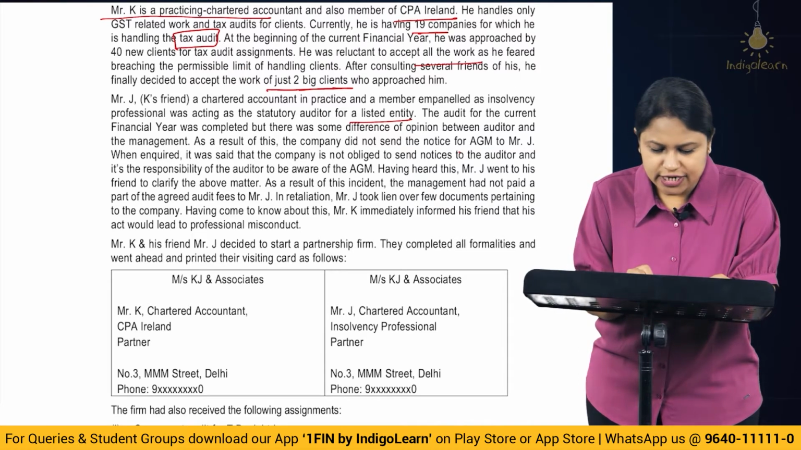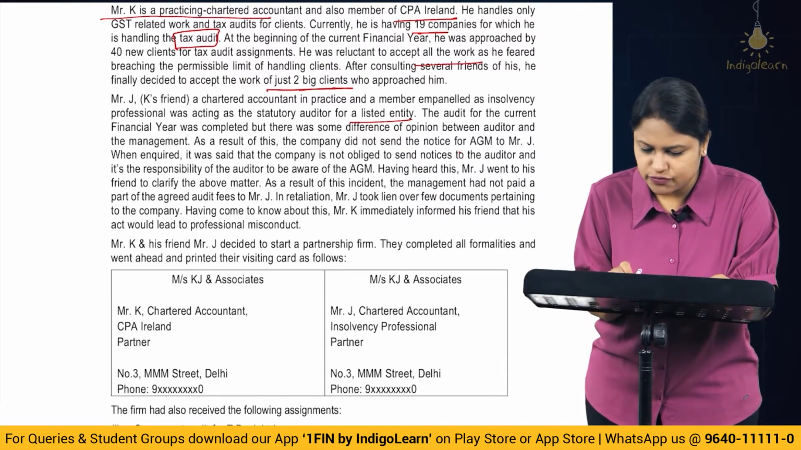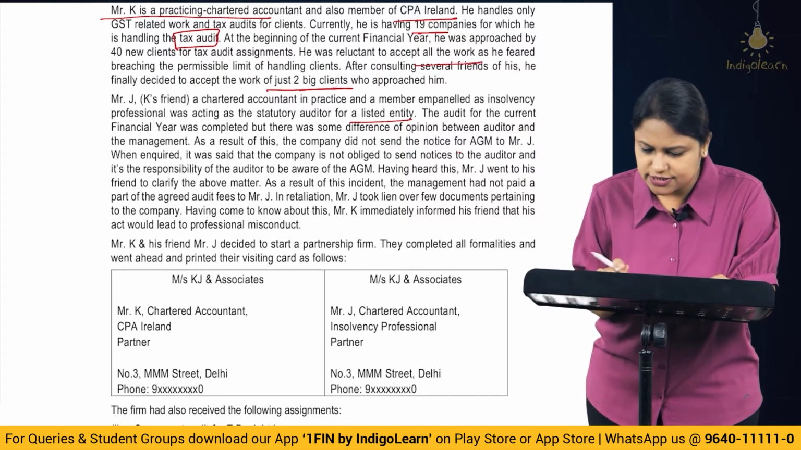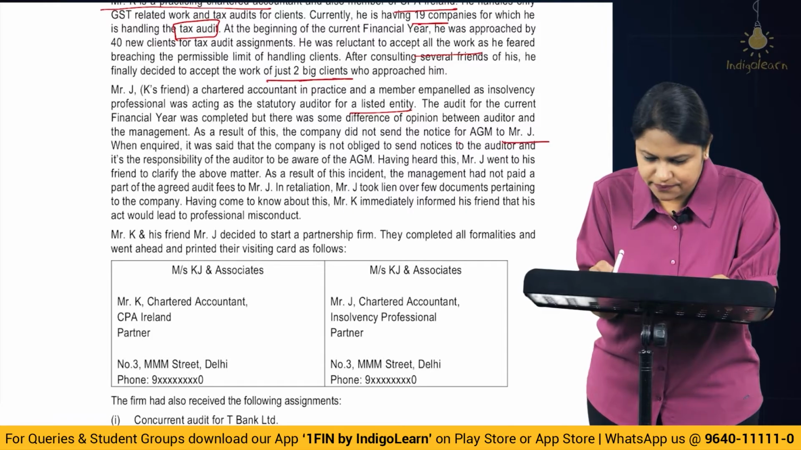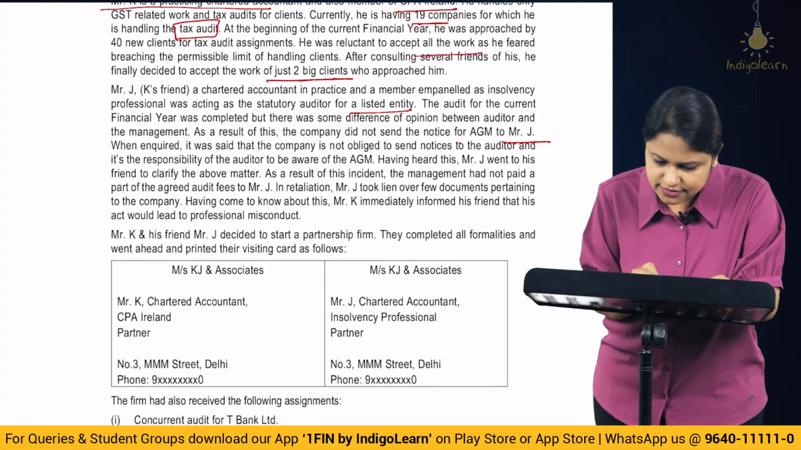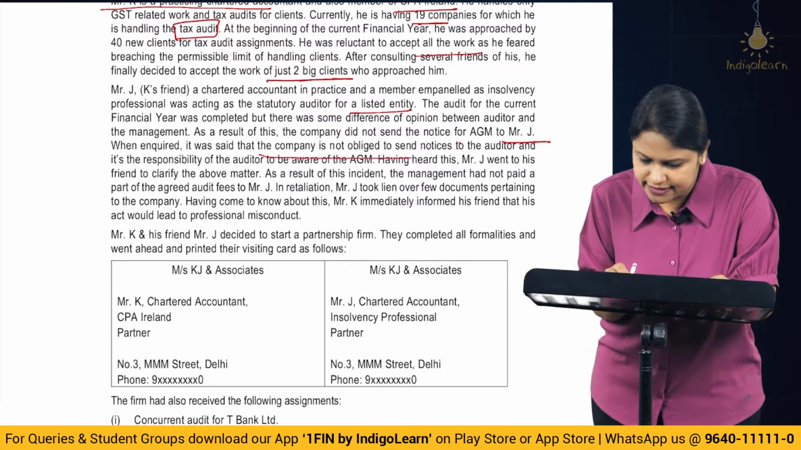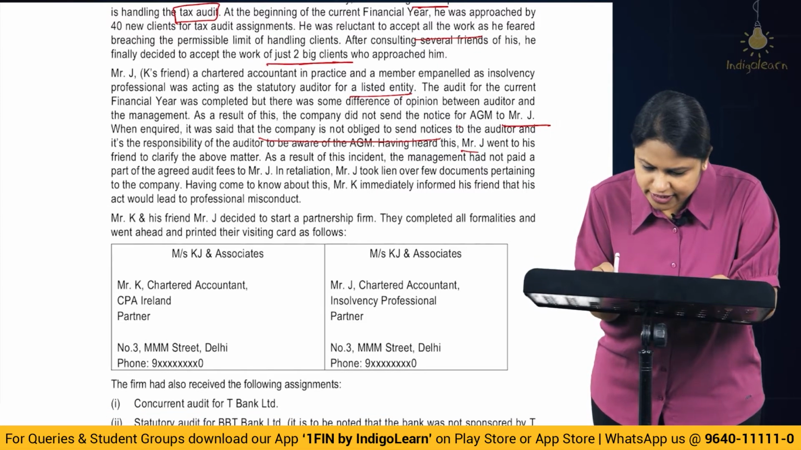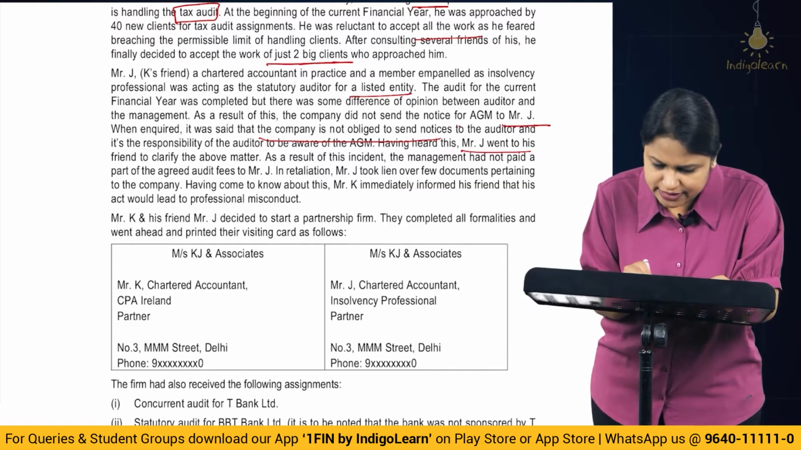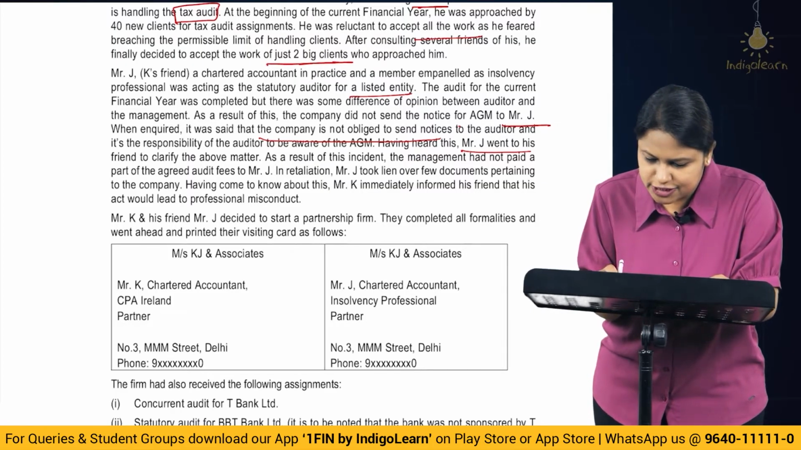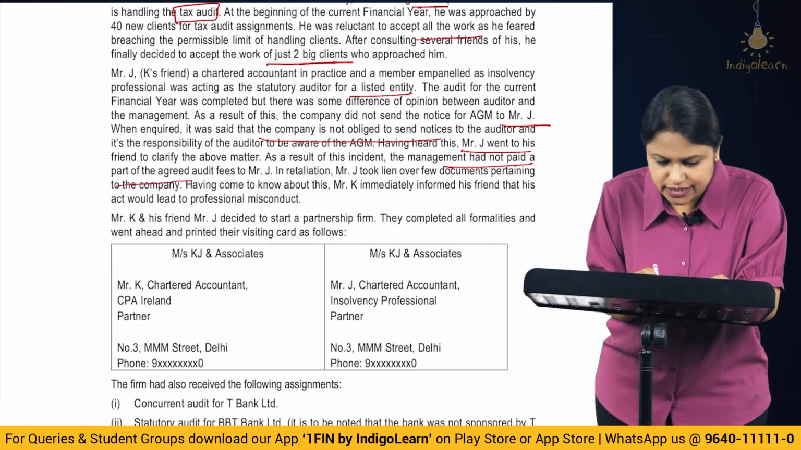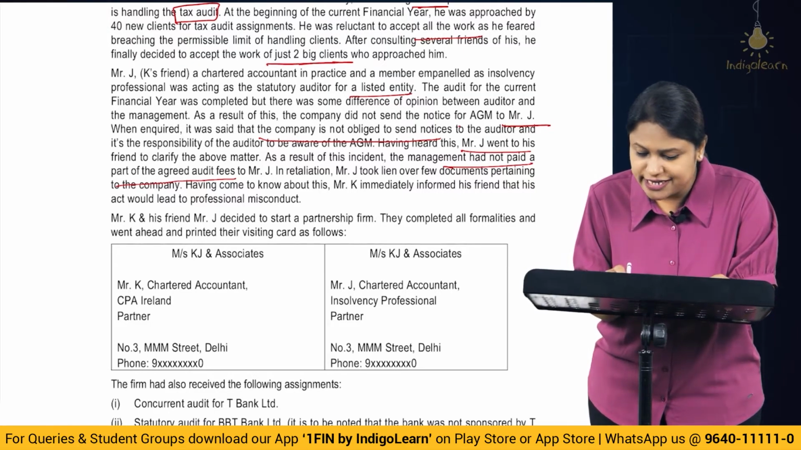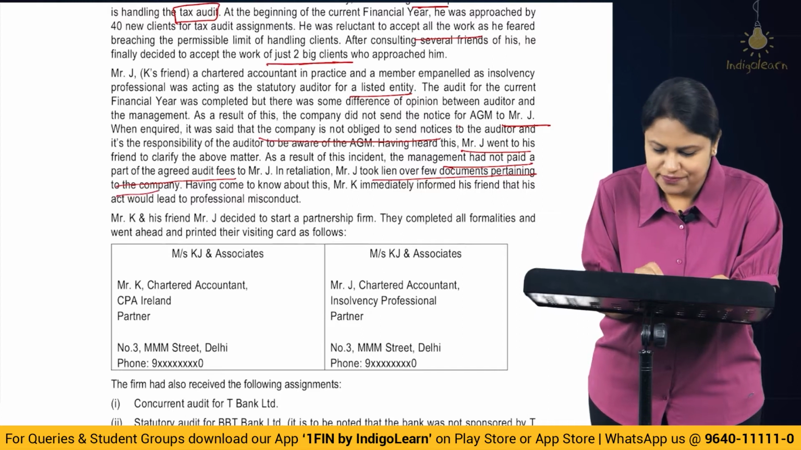The audit for the current financial year was completed, but there was some difference of opinion between the auditor and the management. As a result of this, the company did not send the notice of AGM to Mr. J. Okay, notice has not been sent. When inquired, the company said it was not had any obligation. Alright, then Mr. J went to his friend to clarify the above matter, and as a result of the incident, the management had not paid a part of the agreed audit fees to Mr. J, and in retaliation, Mr. J took a lien over few documents pertaining to the company.